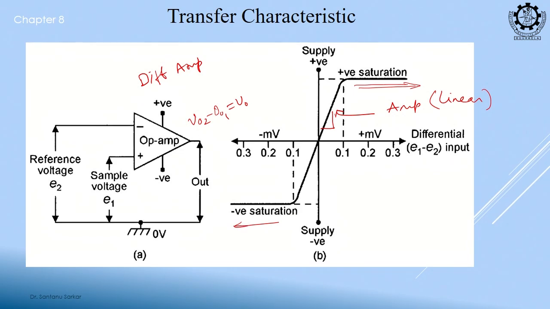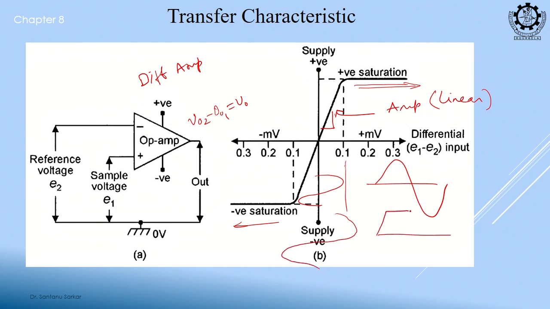So, this is my range: if the input is within this limit, I will get an amplified output, but if I cross this range, what will happen? My output will get clipped. So, I cannot cross this linear range. This range is my linear range. Here you see, even if my input is increasing, the output cannot increase, it is saturated.